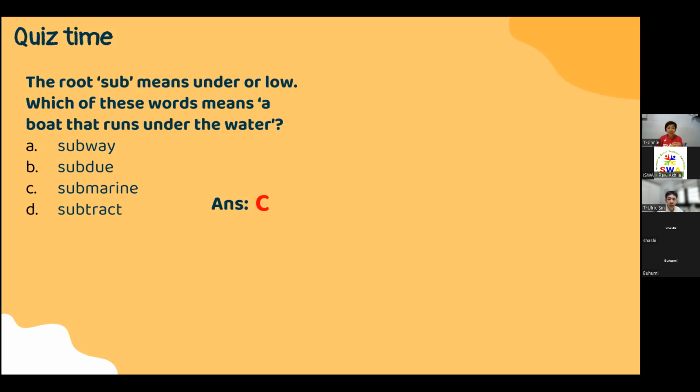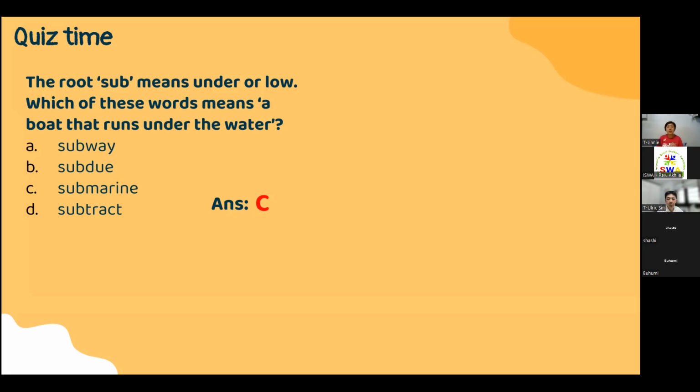Submarine runs under the water. Good try. Okay, so from our knowledge, we know that a submarine is a boat that runs under the water. But if you know the word marine, marine refers to army that works in the sea, or they work on board boats. You will know that a submarine would refer to a boat that runs under the water.